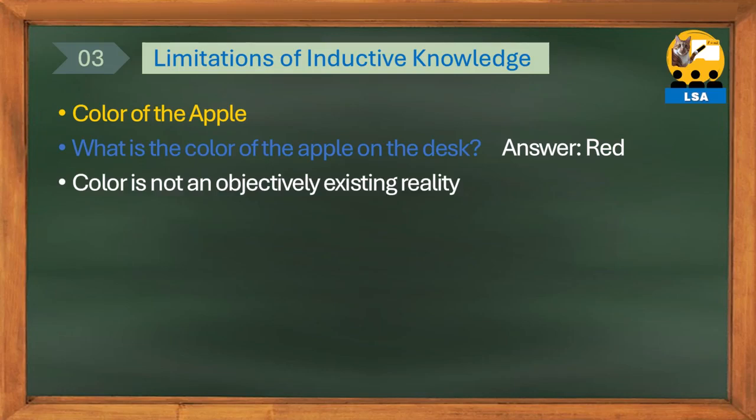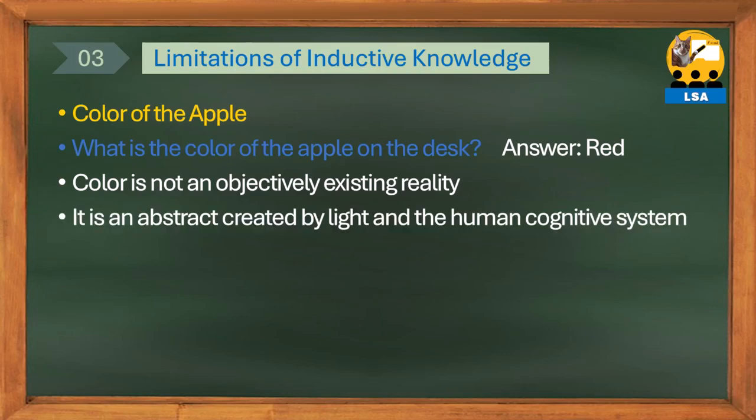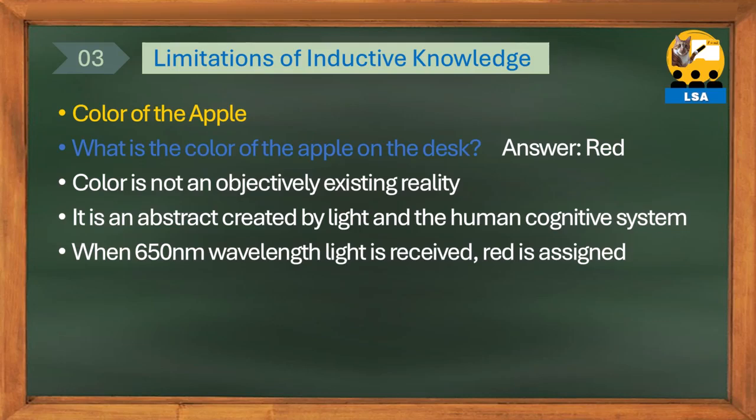The reality is the electromagnetic wave, light, that we sense. Color is an abstract created by the combination of light and the human cognitive system. In philosophical terms, it is a representation of perception. When we receive light with a wavelength of 650 nanometers through our eyes and send that signal to the cerebrum, our cognitive system interprets it and assigns the color red. If it was named blue instead of red when first named, it would have been blue. Of course, if light of 530 nanometers enters, it would assign green.